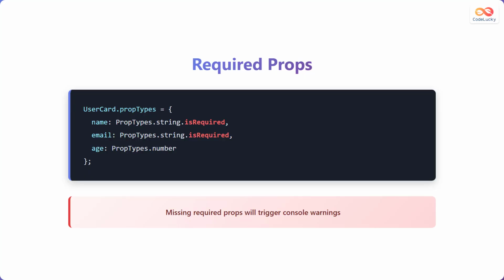You can also specify whether a prop is required. To do this, use the isRequired validator. If a required prop is not provided, React will display a console warning. The code snippet shows how to define required prop types for a user card component, indicating that the name and email props are required, while the age prop is optional. If the required props are missing, it will trigger console warnings.